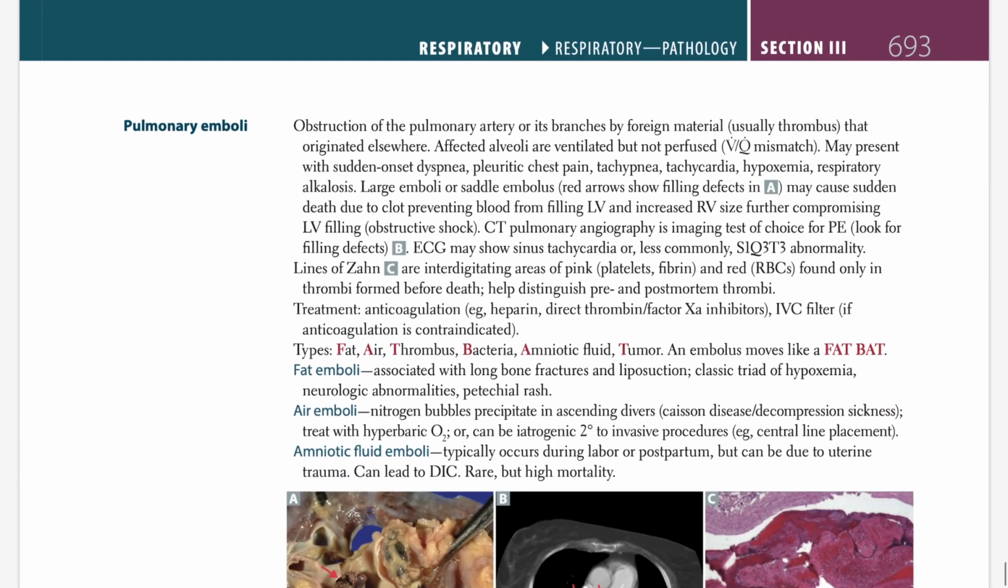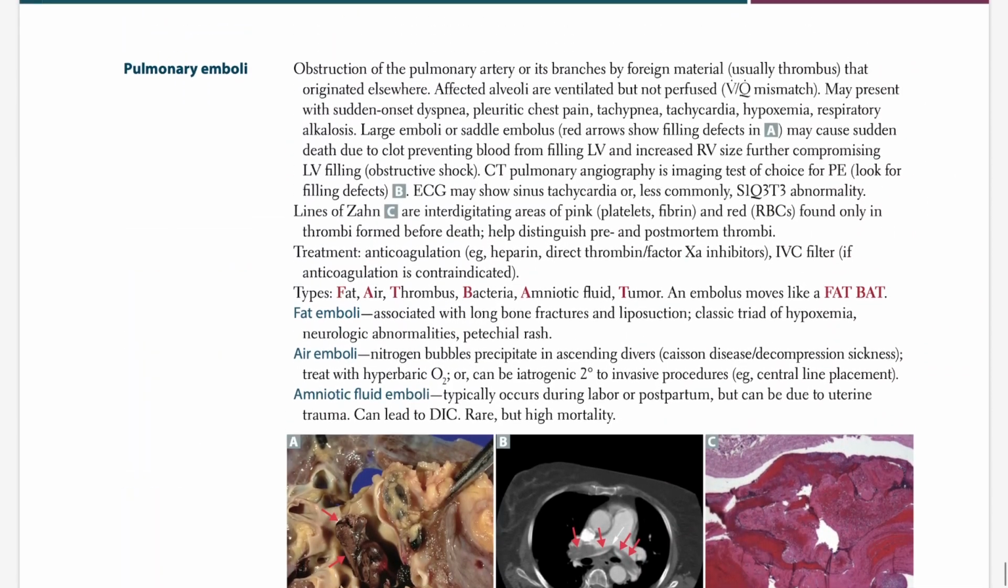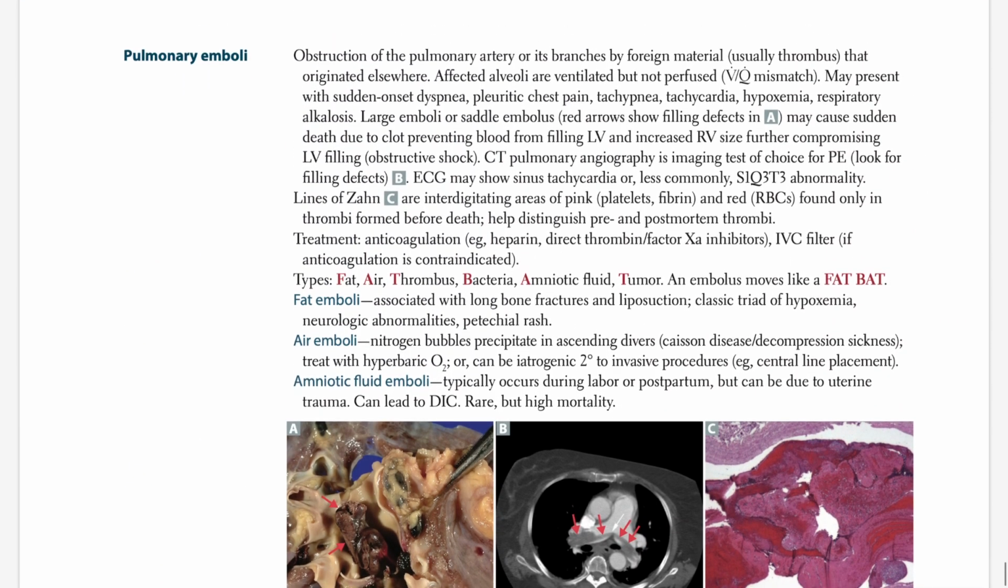Important things. Let's talk about pulmonary emboli. What is a pulmonary emboli? It's an obstruction of the pulmonary artery or its branches by a foreign material. Pulmonary emboli, same thing, is a foreign material which blocks the pulmonary artery or its branches, usually thrombus that originates elsewhere. And we talked about where the most common areas are, the proximal veins.